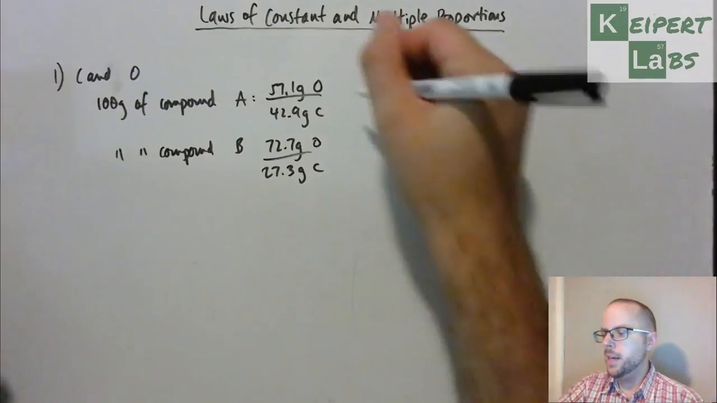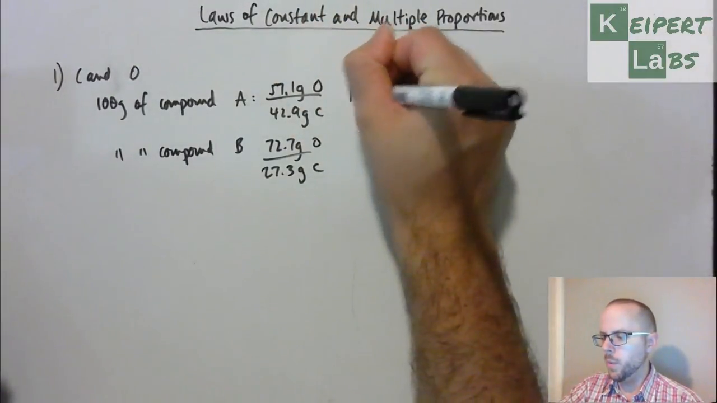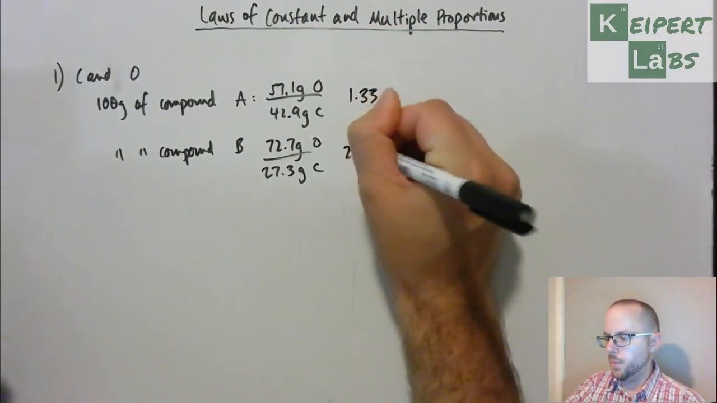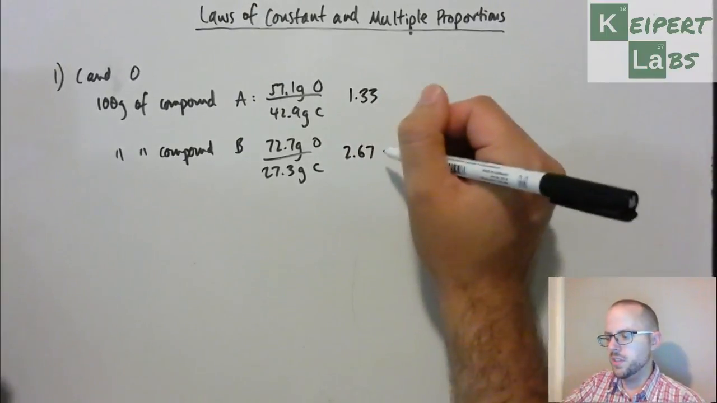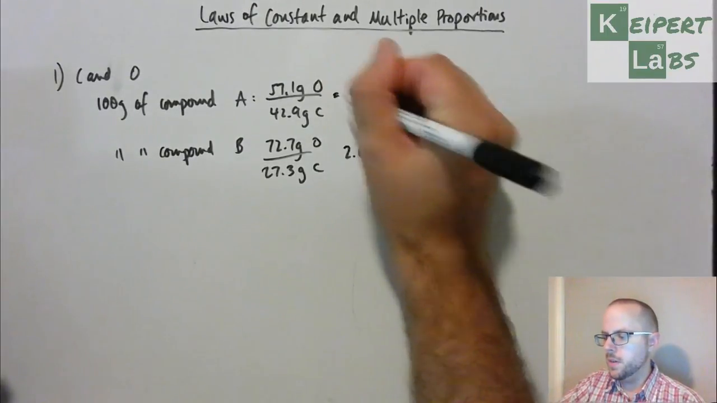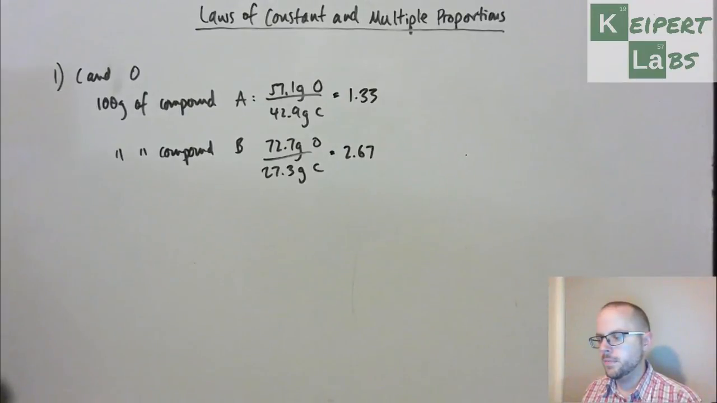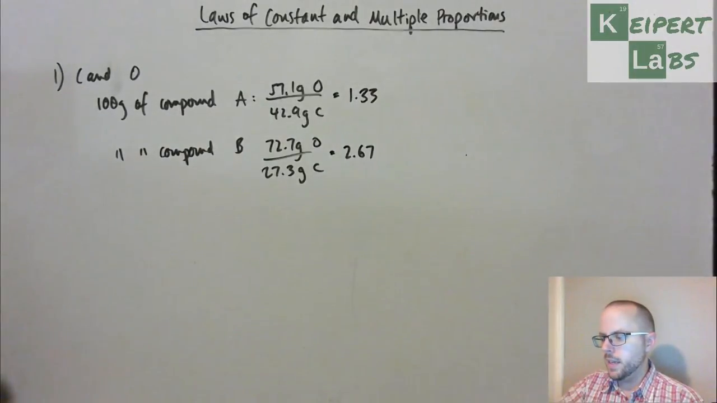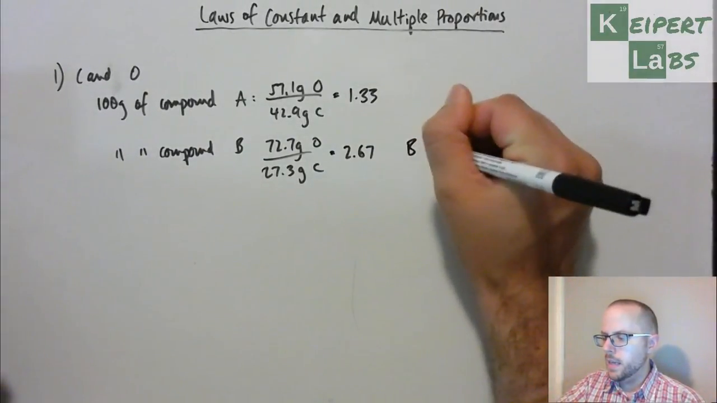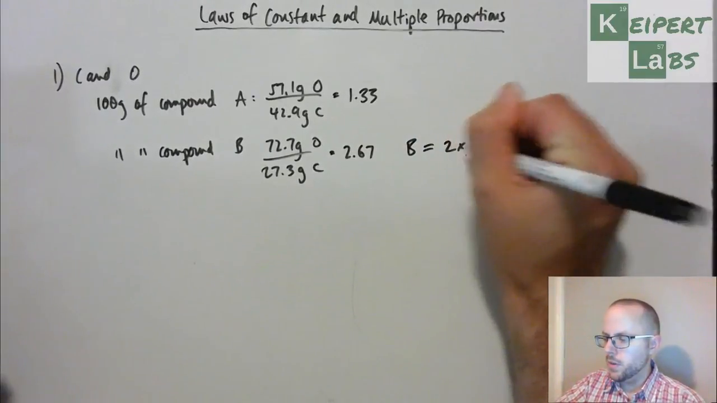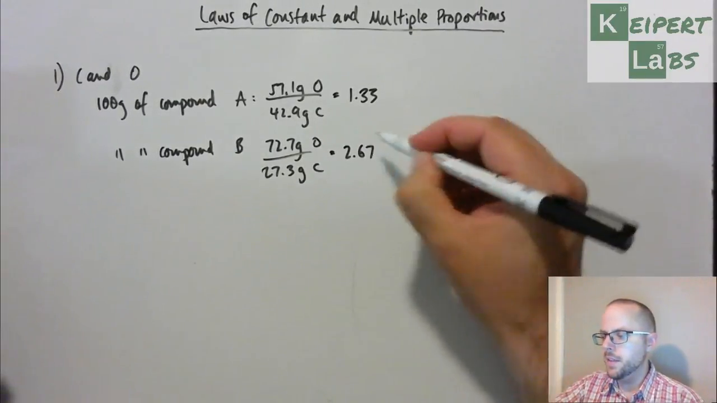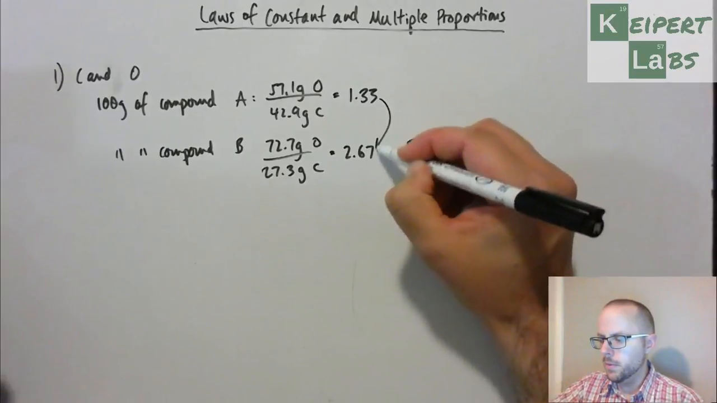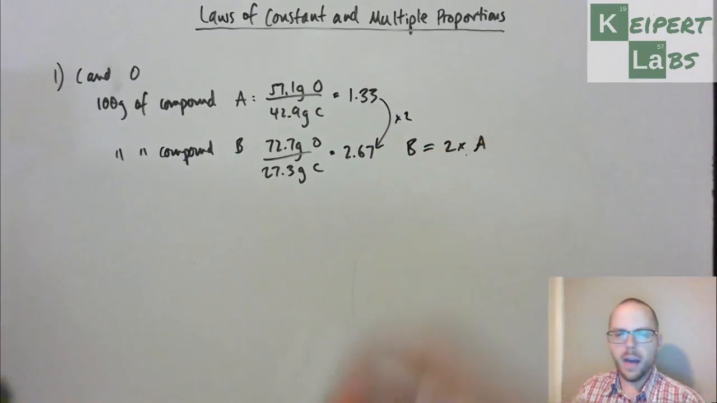And so, if we compute this as a ratio, we get 1.33, and this one we get 2.67 or 2.66, when we look at that here. Now, what we can see is that B is equal to 2 times A. That is, this is double that.